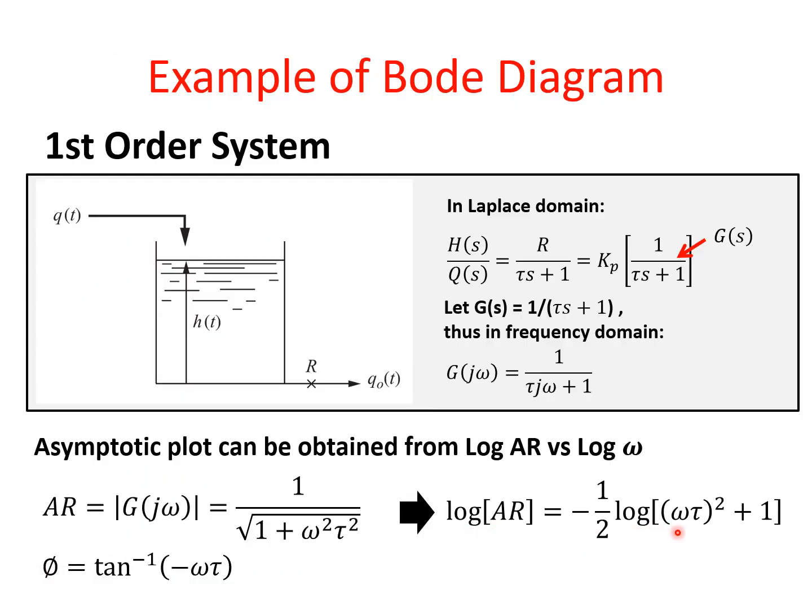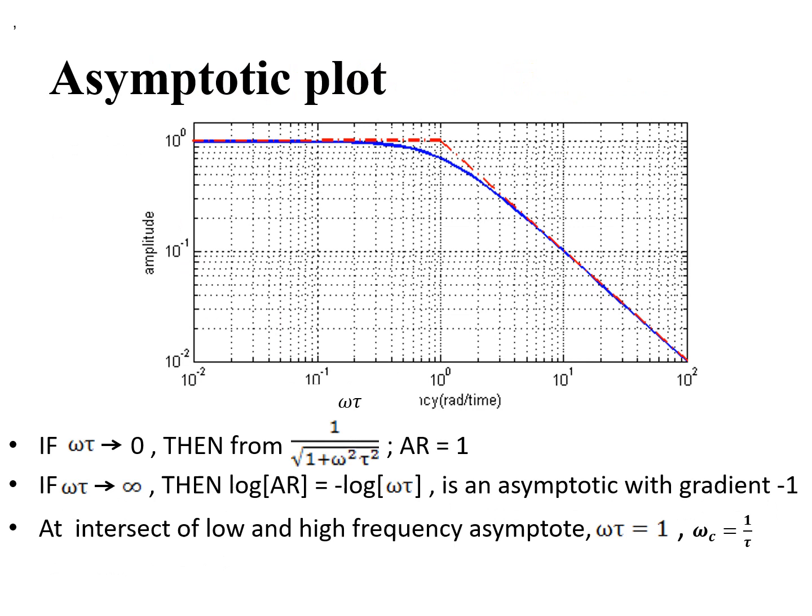We can plot log AR versus log omega, or we can plot log AR versus omega tau itself, depending. If we have one time constant, we can plot against omega tau. If we have many time constants, many systems, then we have to plot against log omega only. Plotted against omega tau, the corner frequency is where omega tau equals 1. So the corner frequency is at omega equals 1 over tau. When we plot against omega tau, it is at 1. When we plot against omega, the corner frequency is at the value of 1 over tau.